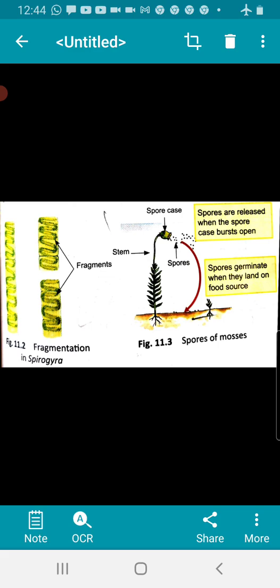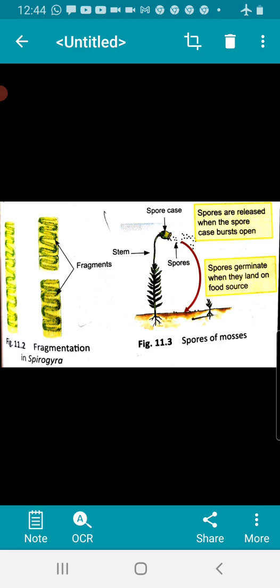You might have seen slimy green patches in ponds or in other stagnant water bodies. These are the algae. When water and nutrients are available, algae grow and multiply rapidly by fragmentation. An alga breaks up into two or more fragments. These fragments or pieces grow into new individuals. This process continues and they cover a large area in a short period of time. So this process of reproduction is called fragmentation.